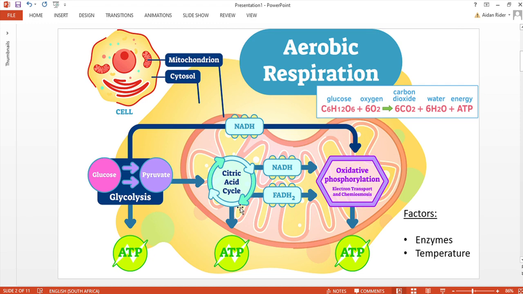Okay, so your aerobic respiration happens in three stages. The first stage happens within the cytosol, stage 2 within the mitochondrion, and stage 3 also inside the mitochondrion. The first step is known as glycolysis. When we have a glucose molecule, this is the food for our cell. The glucose is going to be broken down into smaller pieces known as pyruvate or pyruvic acid. Usually 2 of these molecules are formed.